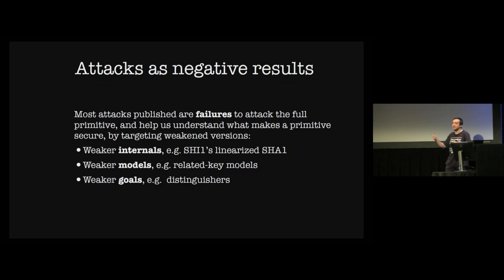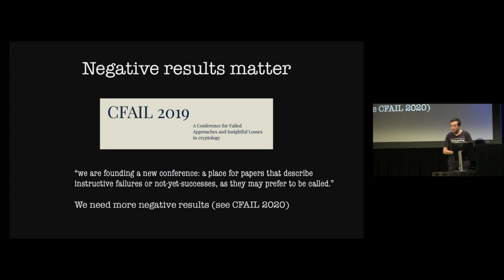Or you might say, oh, but I've seen one case somewhere in one stupid product where we could do a related key attack. Yes, but that's a total exception. No one cares about related key attacks, I'm sorry. And distinguishers are also a different goal. Okay, since not everybody likes it. So negative results are very important. Publish not only attacks, and there's a conference for it, CFAIL. I heard there will be a version in 2020. Maybe it will be in New York again, I don't know.